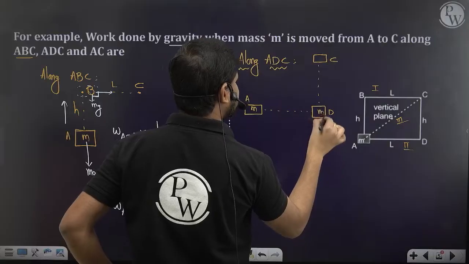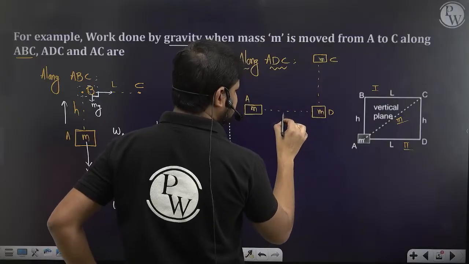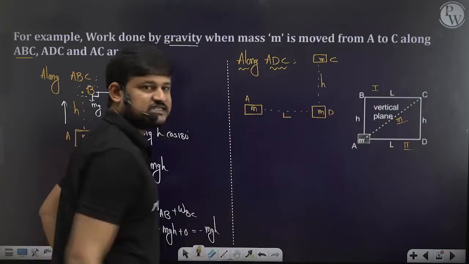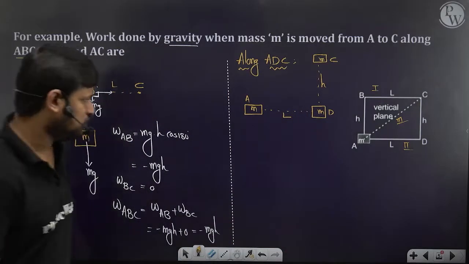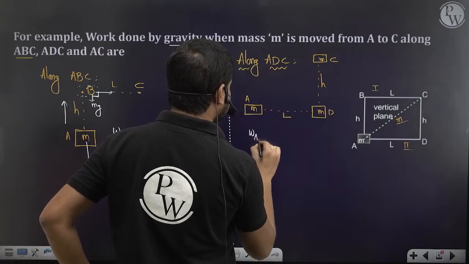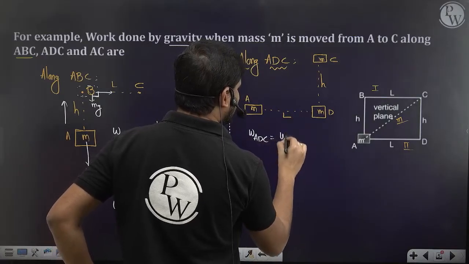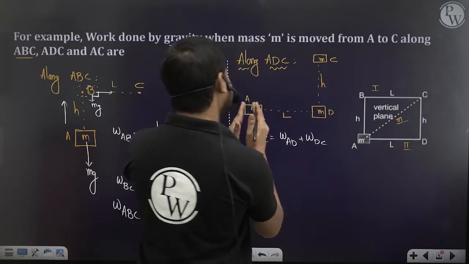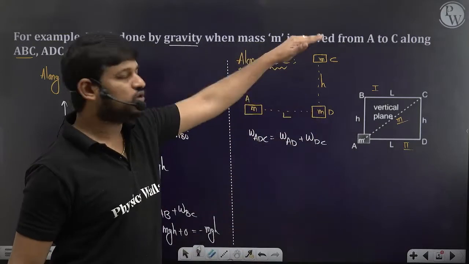So mass M and mass M. This distance is L and this height is H. Yes. This part is clear, guys. Chalo. Now the work done along ADC will be equal to the work done along AD plus the work done along DC. From here to here the work done, and from here to here the work done.